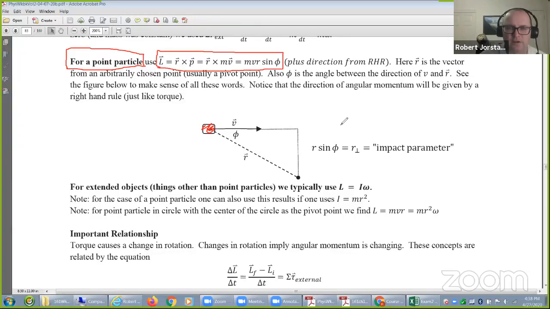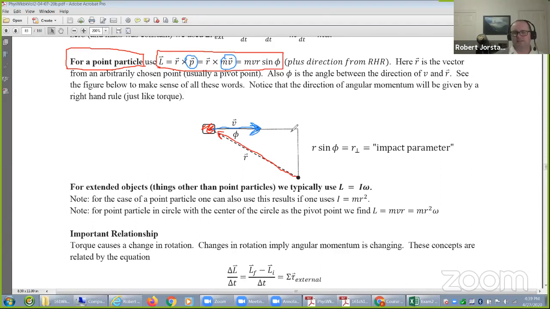Notice r would be this distance from the pivot to the point, so it has a direction. Just like we talked about in torque, you go from the pivot to the point particle. And now there's also this momentum term, or mv, associated with it. And notice there's a cross product here. Cross products come up anytime you have a rotational element you want to get involved.